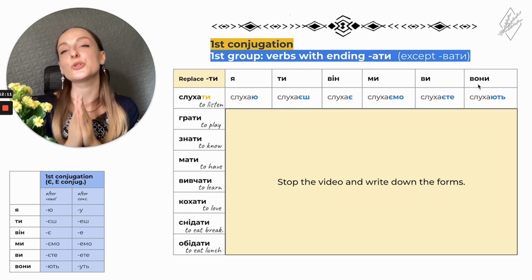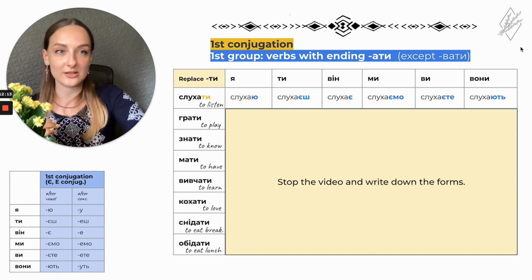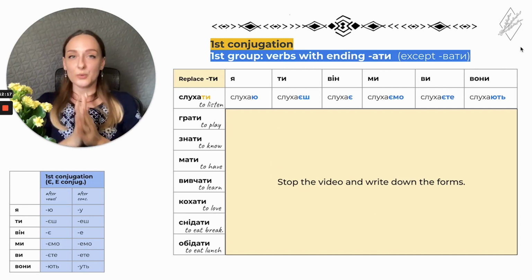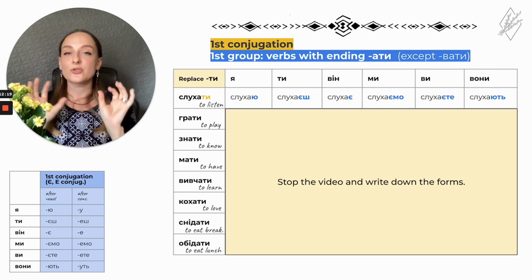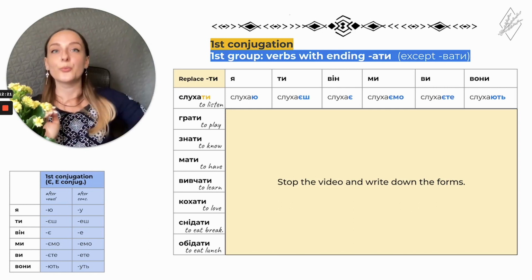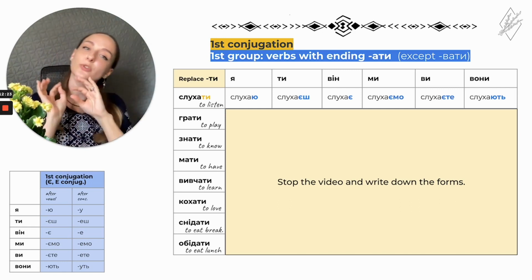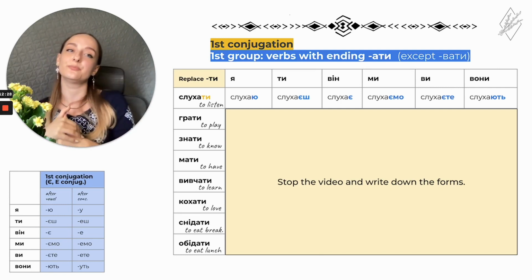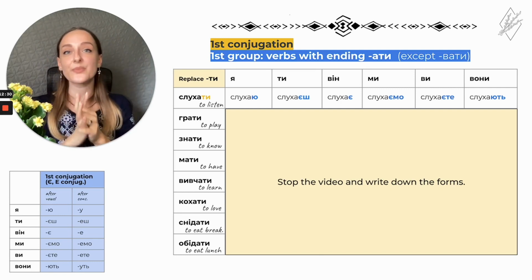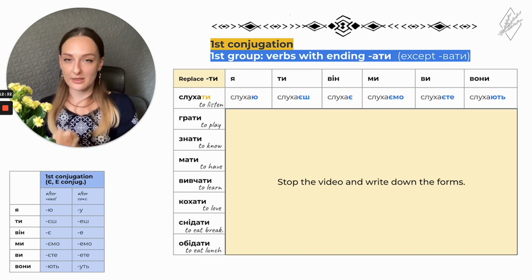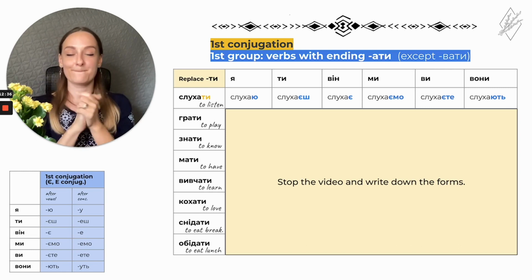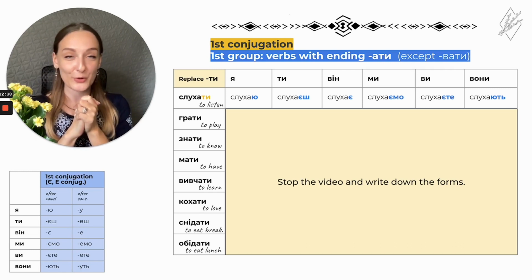I want you now to practice it, because just hearing it won't give you anything. I want you to stop the video and write down in your notebook all the verbs in all conjugations. Я, ти, він, ми, вони, ви. Right? So please stop the video and write them down using this new rule. We'll check it now. Hope you're ready.